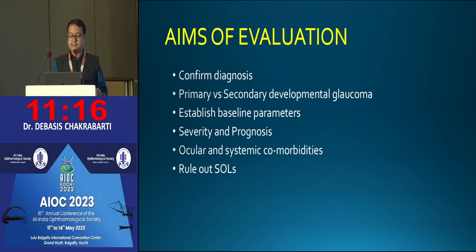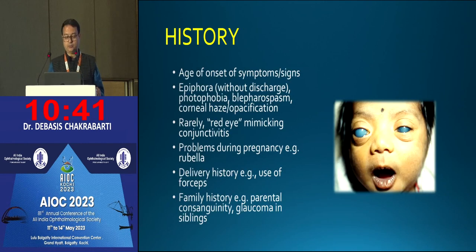Then we have to establish the baseline parameters for this child, like what is the intraocular pressure, what is the horizontal visible corneal diameter, what is the baseline cup disc ratio, what is the visibility of the structures, and so on. Then depending on these factors, we have to assess the severity of the disease and the prognosis of this particular child. We have to also take into consideration the ocular and systemic comorbidities, and very importantly, we have to rule out any space occupying lesion, for example a retinoblastoma, which can be a dangerous mimicker of primary congenital glaucoma.